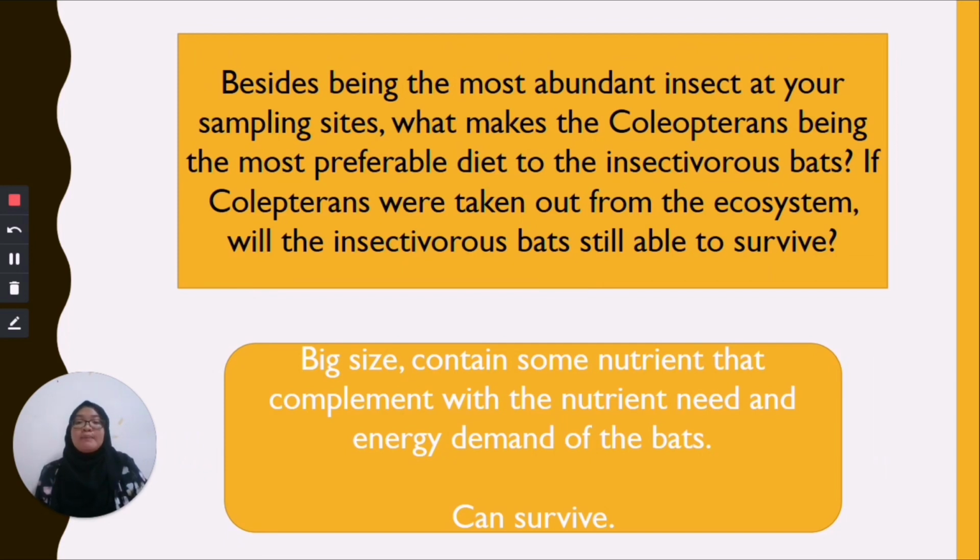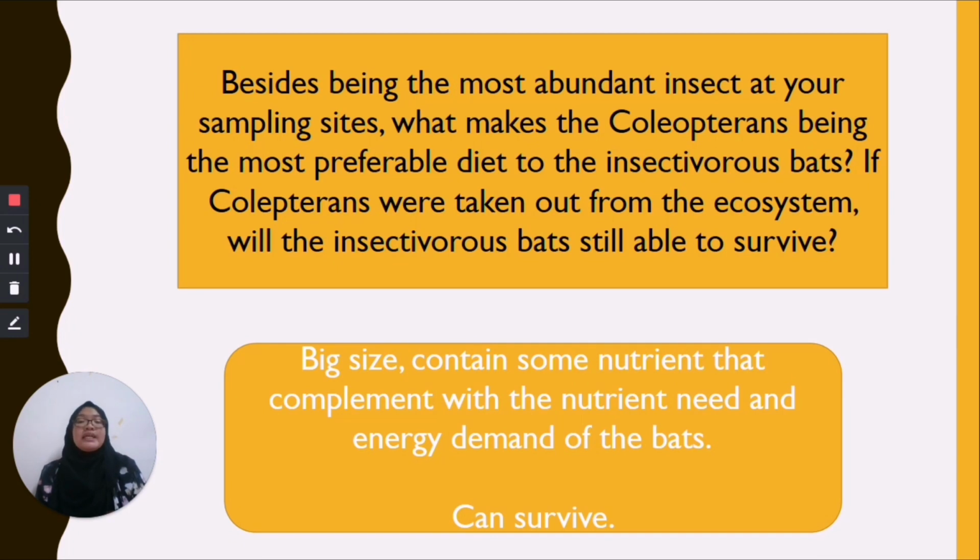Besides being the most abundant insect at your sampling site, what makes the Coleopterans the most preferable diet of the insectivorous bat? Okay, Coleopterans are big in size and they contain some nutrients that will complement the nutrient need and energy demand of the bats.